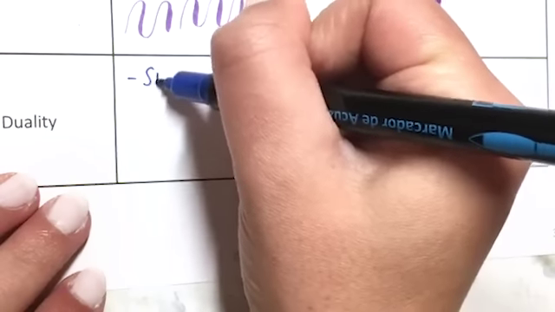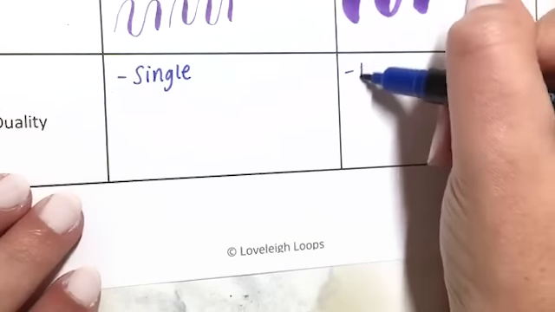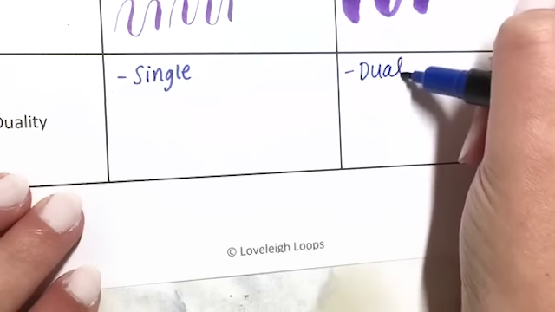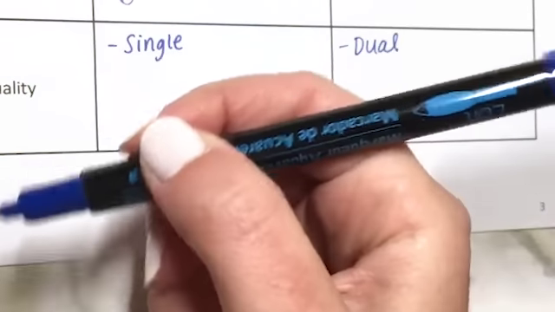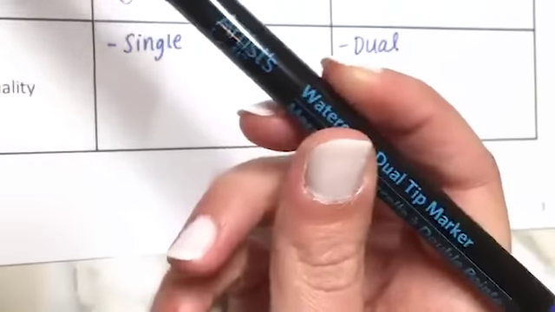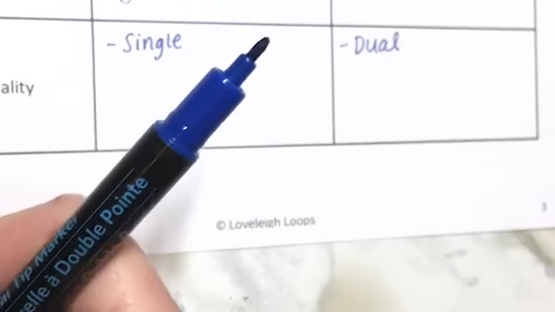Okay, let's look at the last category, which is duality. And the two types are single tip or dual tip. So what I've been using this whole time to write these words in blue has been one end of this marker, which is an Artist Loft dual tip marker. So the end I've been using is called a bullet tip.